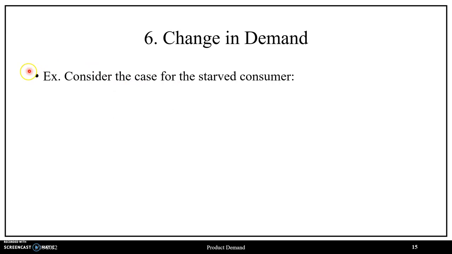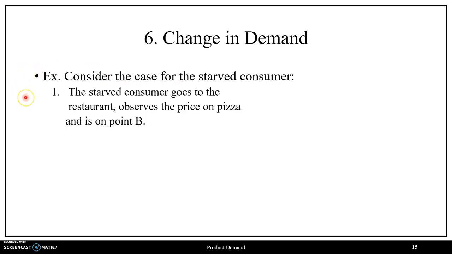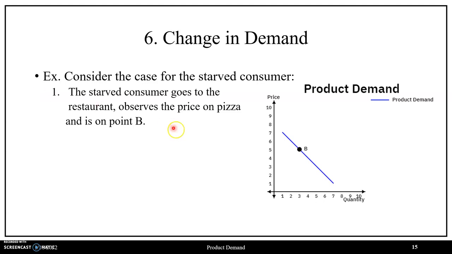So, let us consider the example of the starved consumer once again, where initially the starved consumer goes to the restaurant and observes the price of pizza and is currently on point B. Returning to our product demand curve, price on the vertical axis, quantity on the horizontal axis, we have our downward sloping product demand curve, inverse relationship between price and quantity demanded. The consumer observes the price point of pizza is $5. They're willing and able to purchase 3 slices and are at point B.